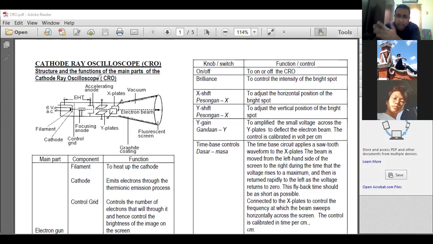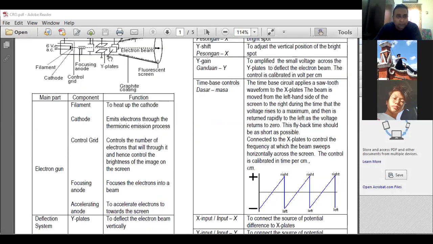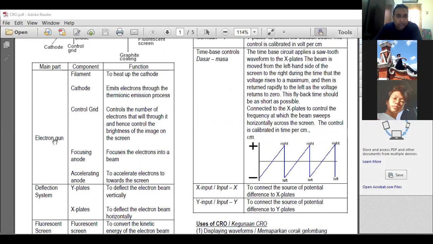of wave, to measure period, and then in the hospital is used to look at your heartbeat. Okay, digunakan untuk melihat denyut jantung lah. So basically it's divided into three important parts. So the first one will be electron gun. Okay, then you have deflection system, fluorescence screen.